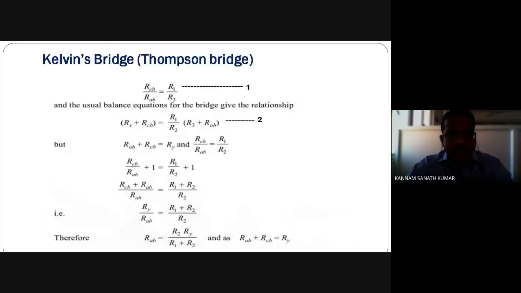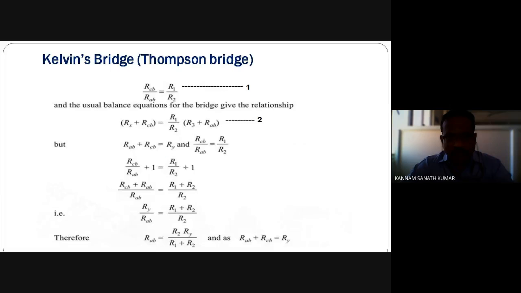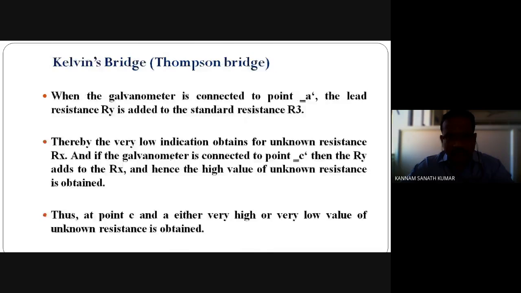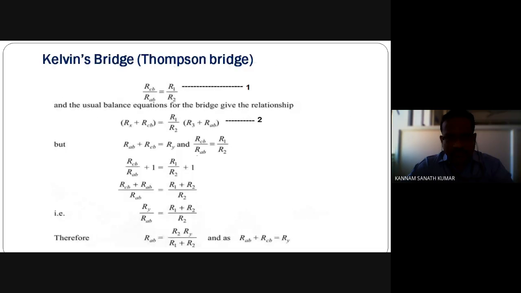But we know that RAB plus RCB equals what? If you see the diagram, the lead resistance RAB plus RCB equals Ry. And next, RCB by RAB equals what? R1 by R2. So this is from equation 1. So you got this relation.